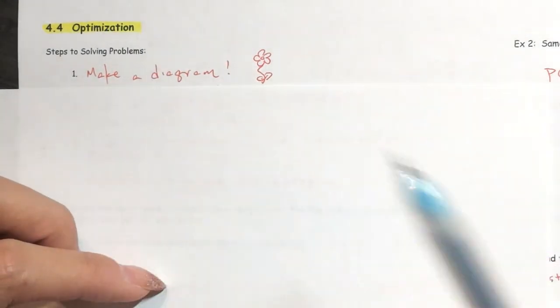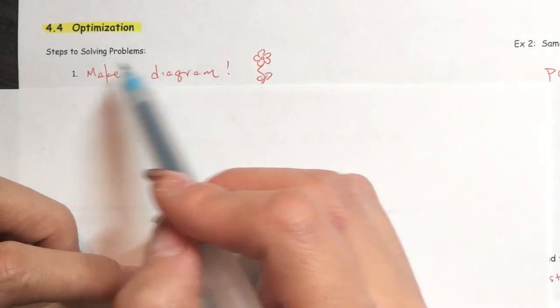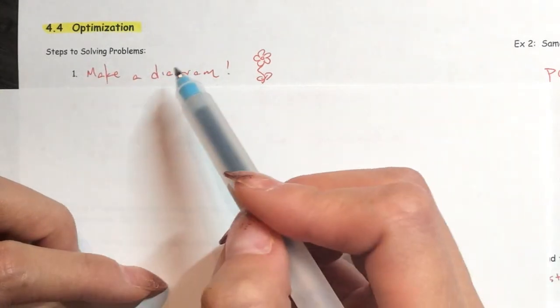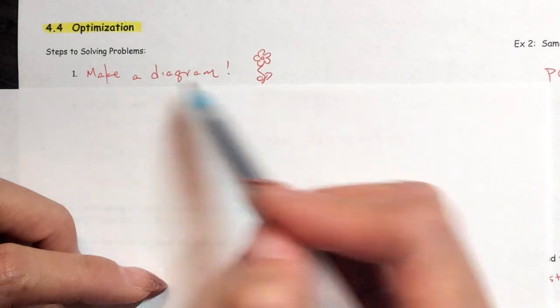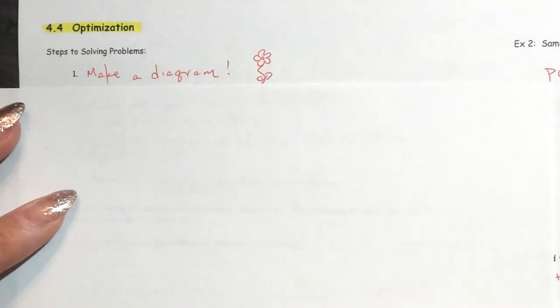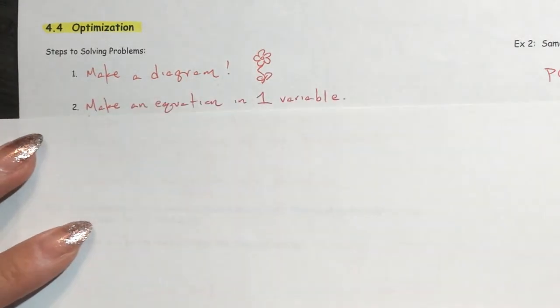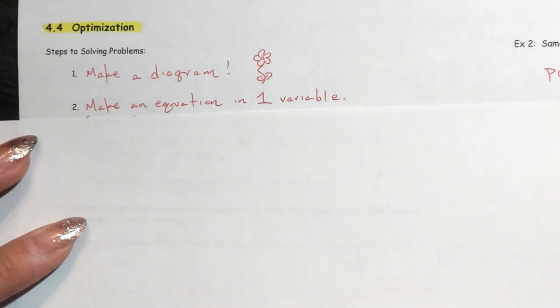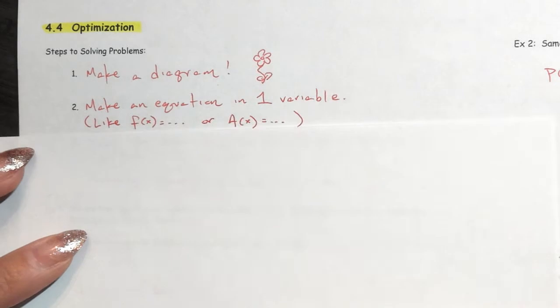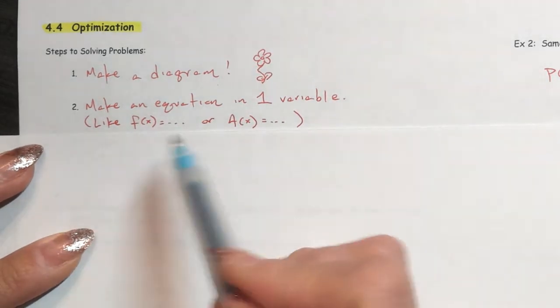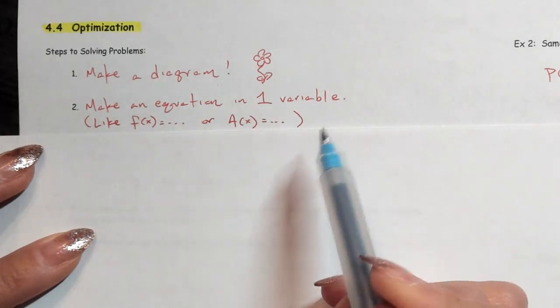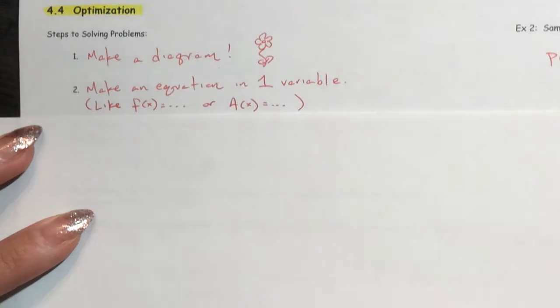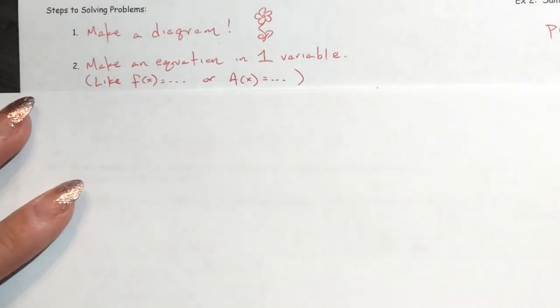But we're seeing it in a different way, right? So basically, you have these word problems. And in these word problems, the first thing you're going to do is make a diagram. And then after that, you're going to try your best to make an equation in one variable. So like in terms of x, in terms of r, in terms of width, in terms of length, whatever. So you want it to be like f of x or A of x or A of r, right? In terms of radius, whatever. So you really want it to be in one variable.